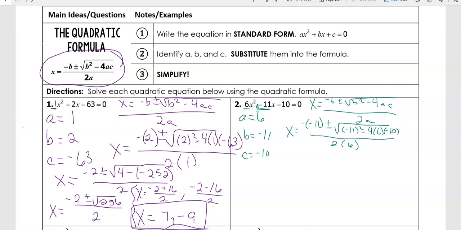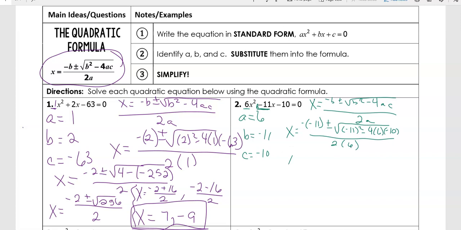Now, one thing I would let you know is there are other ways to solve quadratic equations. This one works for every type, though. Some equations can be solved by factoring or graphing, but some cannot be solved that way. The quadratic formula can solve any quadratic equation. So that is my recommendation. You can always use the quadratic formula, and that's why we're focusing on it today.